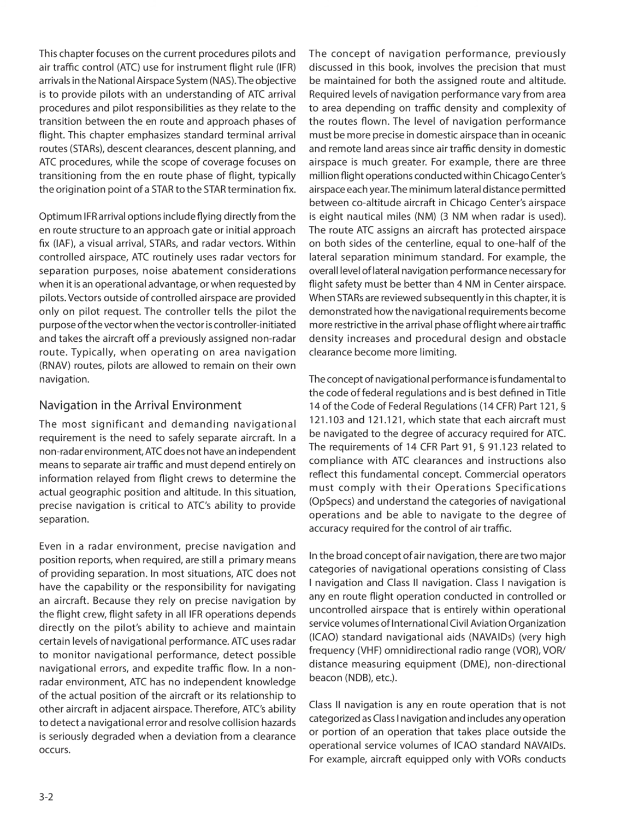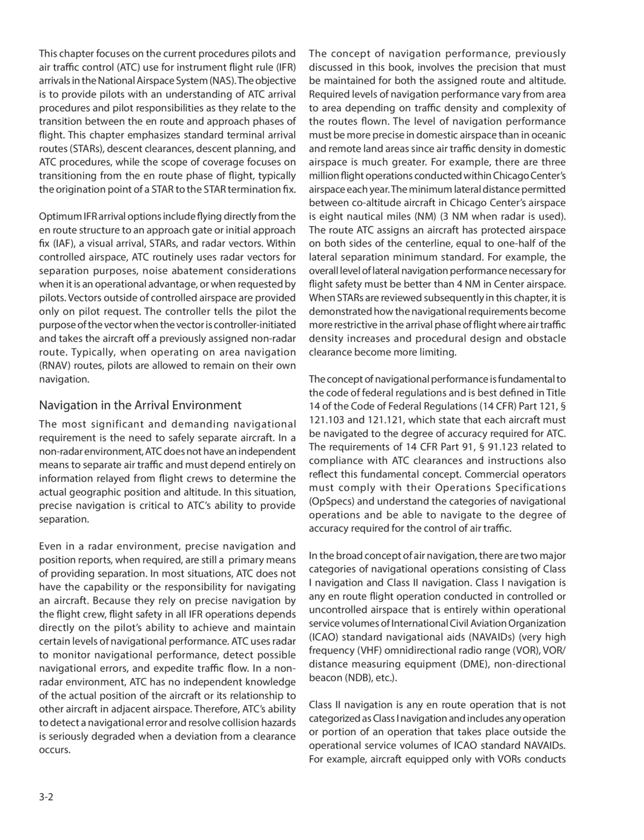For example, there are 3 million flight operations conducted within Chicago Center's airspace each year. The minimum lateral distance permitted between co-altitude aircraft in Chicago Center's airspace is 8 nautical miles, and 3 nautical miles when radar is used. The route ATC assigns an aircraft has protected airspace on both sides of the centerline, equal to 1/2 of the lateral separation minimum standard. For example, the overall level of lateral navigation performance necessary for flight safety must be better than 4 nautical miles in center airspace. When STARs are reviewed subsequently in this chapter, it is demonstrated how the navigational requirements become more restrictive in the arrival phase of flight where air traffic density increases and procedural design and obstacle clearance become more limiting.